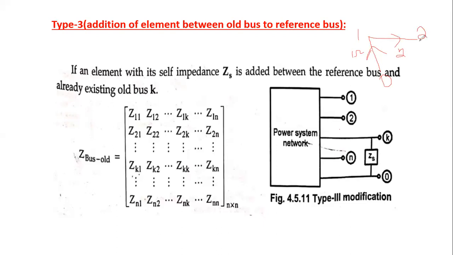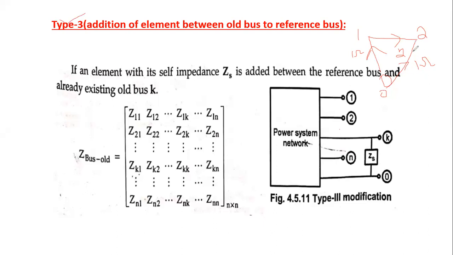What is the new node? That is 2. Next, we are adding element 3, that is 1 ohm. That will be added in between the old bus and the reference bus. 0 is the reference bus. Suppose the element is added in between the old bus and the reference node, then this type is called the type 3 modification.